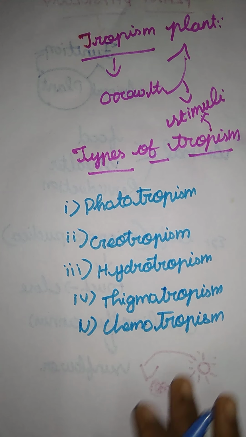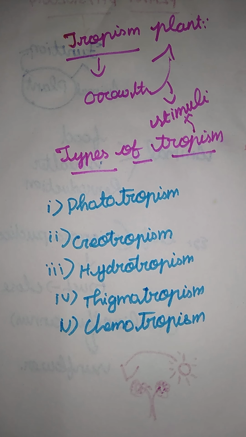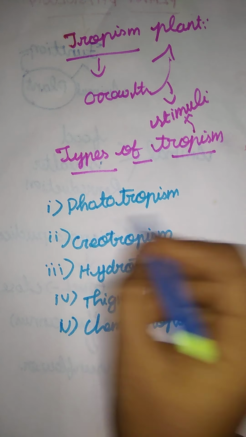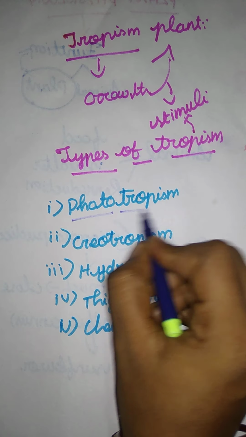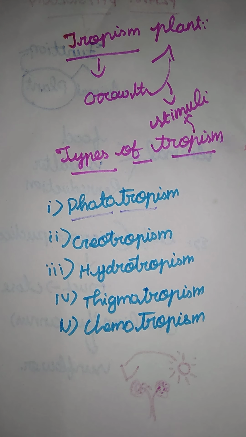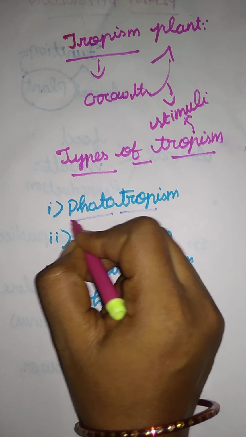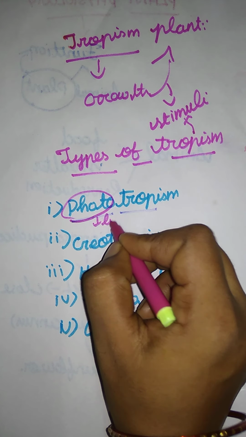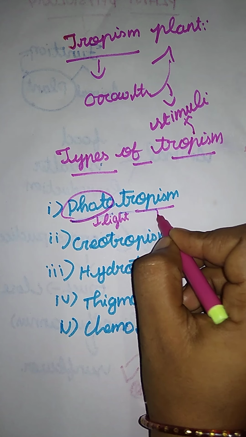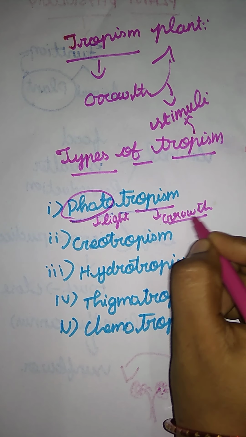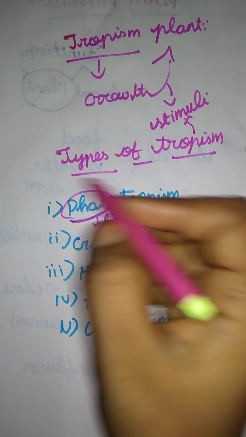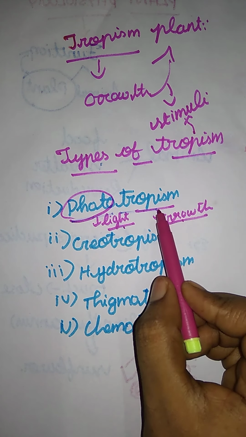So these are the 5 types of trophism. Here that is also a stimuli, it comes under the stimuli. How? Let me say. First one, they are given a phototrophism, right? Photo, which means what? Light. Trophism, which means growth. Growth of a plant based on the light. We already gave an example of that, sunlight. Same like that here also.